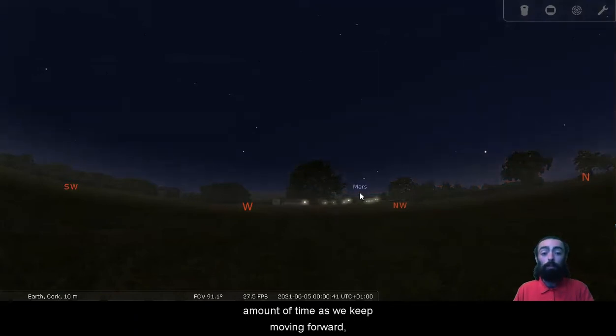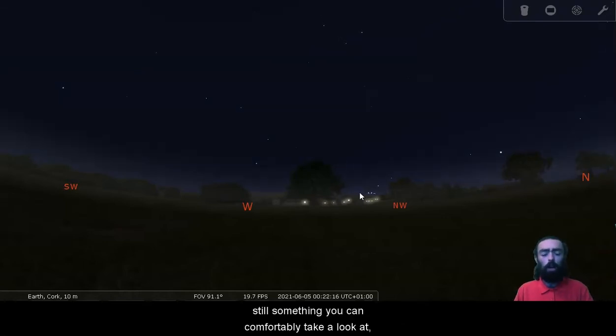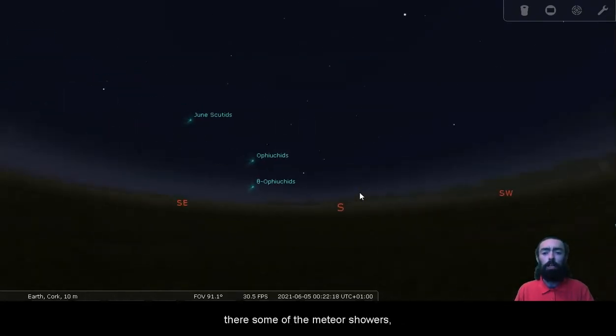Mars stays in the sky for a while, but it is hanging around for a shorter and shorter amount of time as we keep moving forward. Still around a lot longer than Venus, still something you can comfortably take a look at.